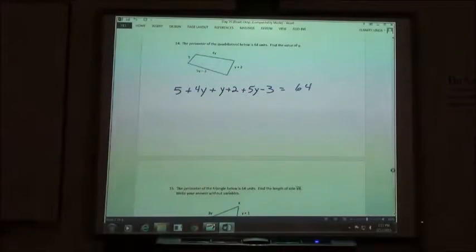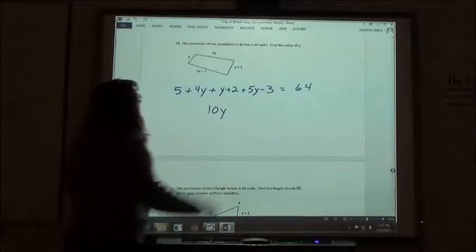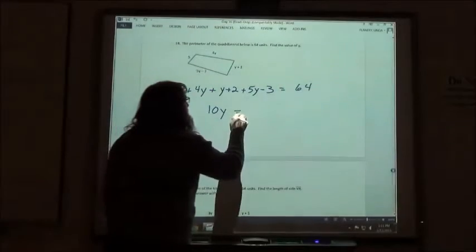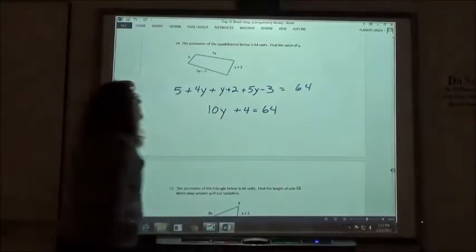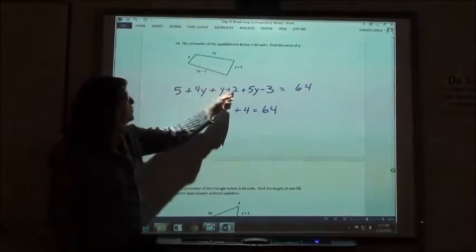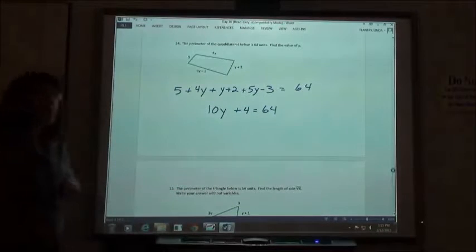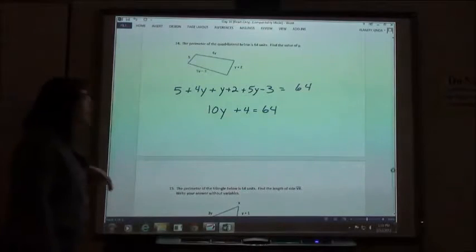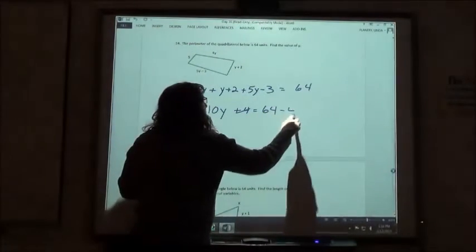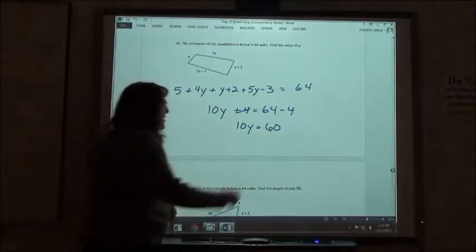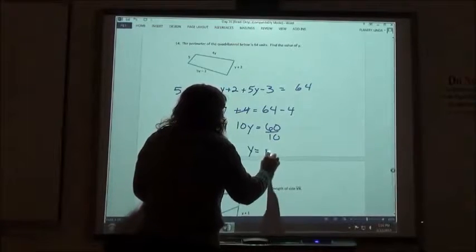So if I add all my y's together, how many y's am I going to get? 10y. And if I add my numbers together, 4 plus 1 is 5, and 5 plus 5 gave me 10, and then 5 plus 2 is 7, and 7 minus 3 is 4. So 10y plus 4 equals 64, right? Now we have something that looks a little more familiar. I'm going to do what to solve that? Subtract 4. Minus my 4, 10y equals 60, and divide by my 10, so y equals 6.